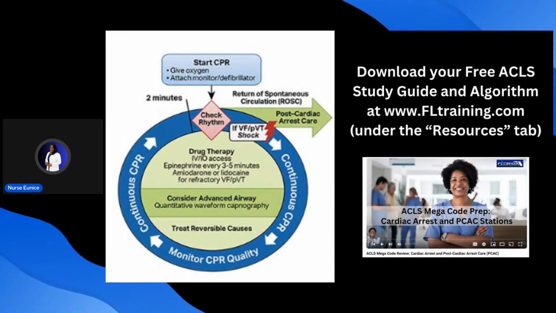At the end of 2 minutes, you would be switching your compressors. We would recheck the pulse, recheck the rhythm, and within 10 seconds, get back on that chest. If this person is still in a cardiac arrest rhythm, get back on that chest, prepare that machine. It's going to be time to shock again. And now you determine if you're going to give 120 joules again, or if you want to start stacking and increasing the dose of the joules.